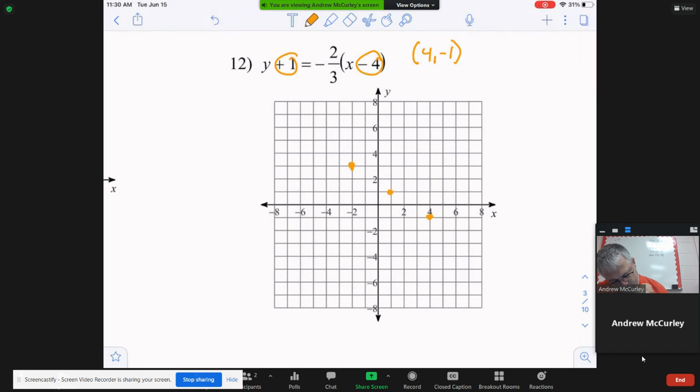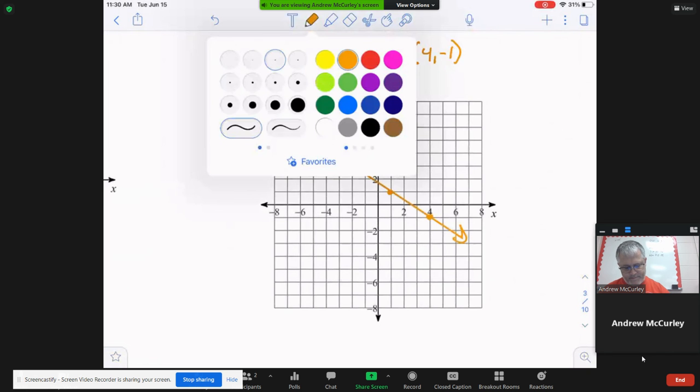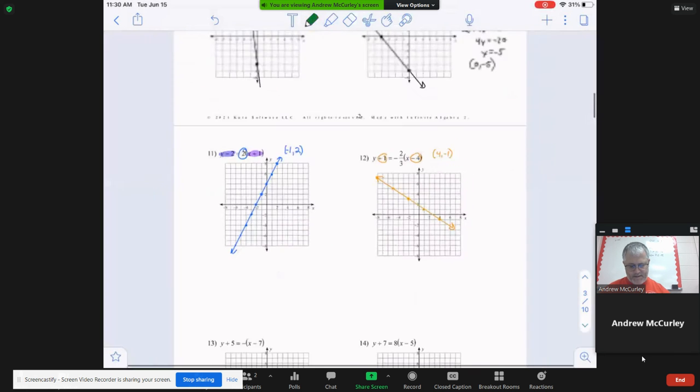Now look at this, this one we kind of needed to do this way. Because if we'd put this in slope-intercept form, it would have had a fraction when we crossed the y-axis, and we would have been trying to pick that out. That wouldn't have worked. So we had to do it this way. That's one of the other reasons that we need to be able to graph straight from point slope form. All right, let's head on to the next one.